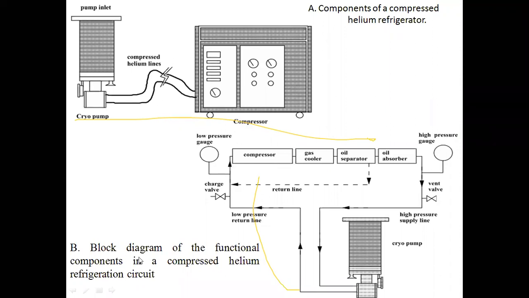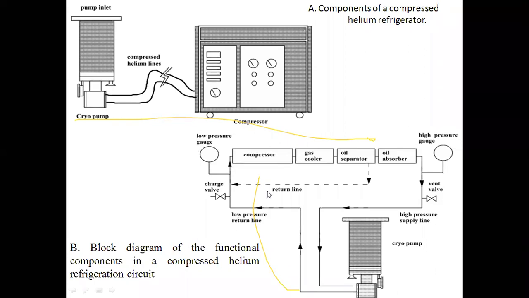Now here are the functional components in a compressed helium refrigeration circuit. My dear friend, you can take this seriously because this is not given in the textbook which I have prepared. Two pressure gauges will be there, a low pressure gauge and a high pressure gauge, a charge valve or safety valve, and a low pressure return valve. Here is the cryopump. High pressure supply lines come over here and go to the low pressure return lines and then to the compressor, the rectangular box here. Immediately after the pump, the compressed helium lines go to the compressor, where it is measured with a low pressure gauge.